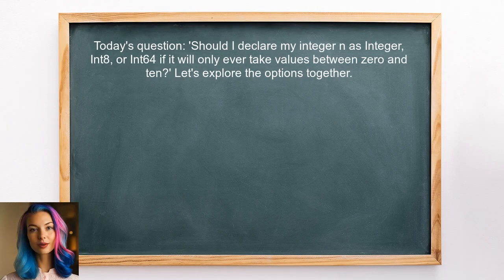Here's the specific question we're addressing today. One user asked, should I declare my integer n as Integer, Int8, or Int64 if it will only ever take values between 0 and 10? This is a great question that many new Julia users have. Let's explore the options together.